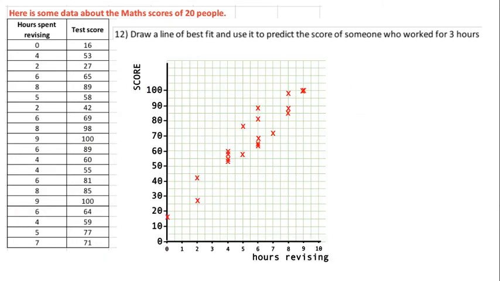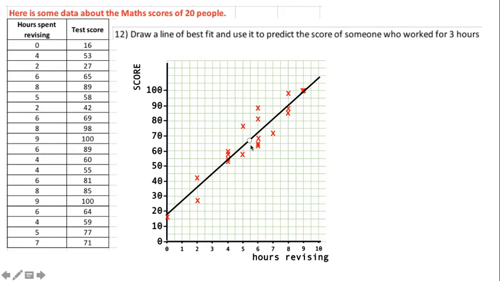So draw a line of best fit and use it to predict a score of someone who worked for 3 hours. There's a line of best fit. Now it should strictly go through the mean average point. So the average of all the hours and the average of all the scores I worked out to be a point around there. So just adding up all these and dividing by 20, adding up all these and dividing by 20. So that's the mean average point.